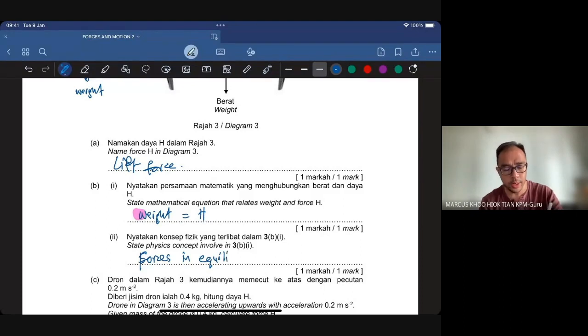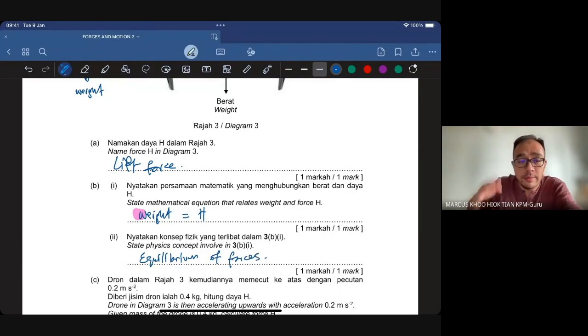Actually, no, you know what? It's called equilibrium of forces. Oh gosh. Equilibrium of forces. So equilibrium of forces means upward equals downward.